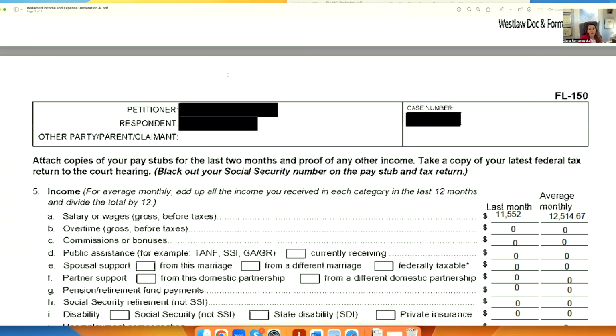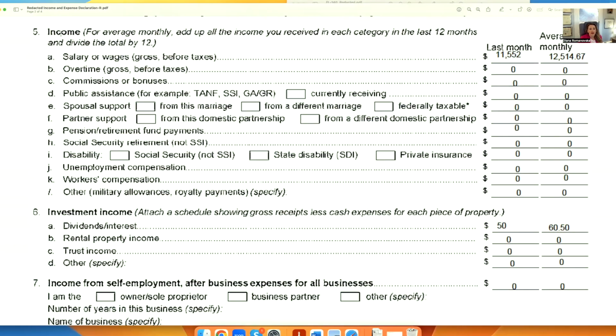Don't forget the top. And then here we have income, salary. Last month's versus the average of the last 12 months. You see total by 12. Divide the total by 12 to create an average. Overtime, commission, bonuses. I mean, some people don't fill it out. You can leave it blank, but you will have pay stubs attached, so commission and bonuses will be part of it.